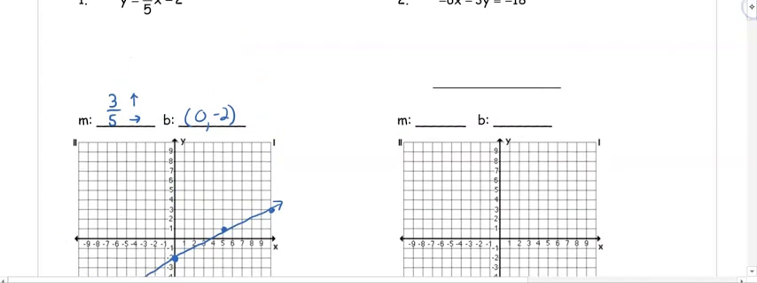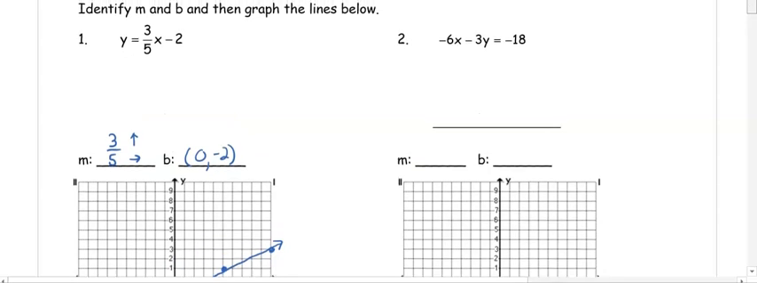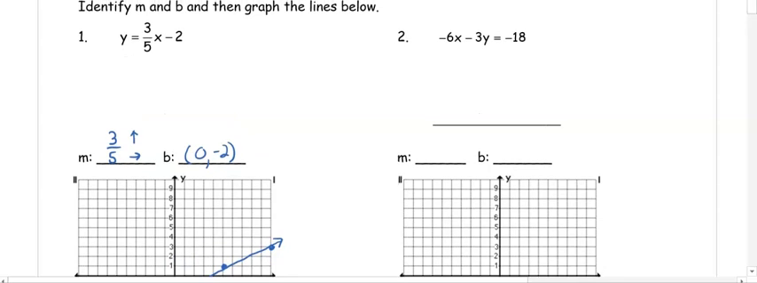In number 2, our equation is not in y equals form, so we need to solve for y first. First we're going to move the 6x over by adding. Remember that 6x and 18 are not like terms, so they don't combine. So we have negative 3y equals 6x minus 18. We can divide everything by negative 3 to get y equals negative 2x plus 6.